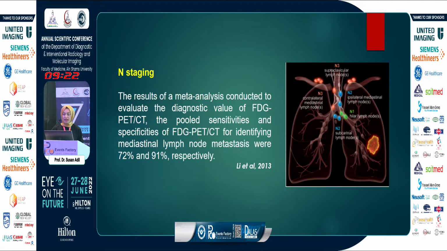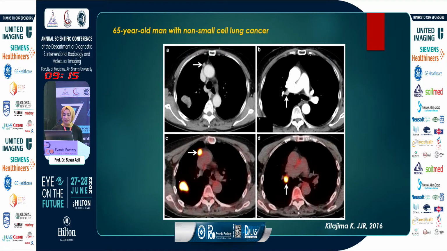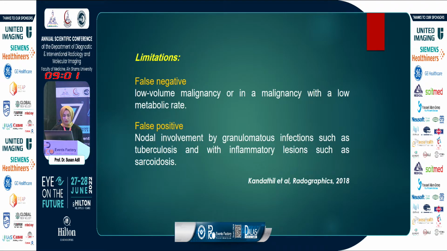PET-CT also has high sensitivity and specificity for detecting mediastinal nodal deposits, even small-sized lymph nodes, as shown in this case, with a hypermetabolic right lung mass and small mediastinal lymph nodes that are intensely avid on FDG PET-CT, denoting nodal deposits. Also, false negative results can be seen with low-grade malignancy, and false positive results can be seen with granulomatous infection such as TB or sarcoidosis.